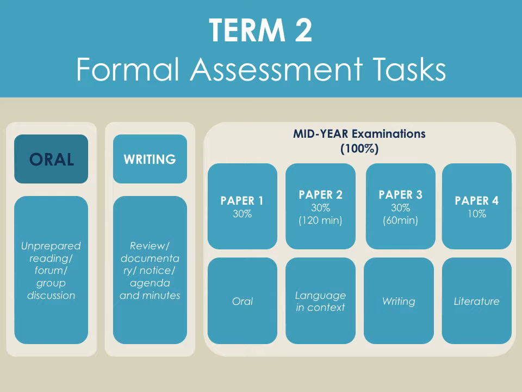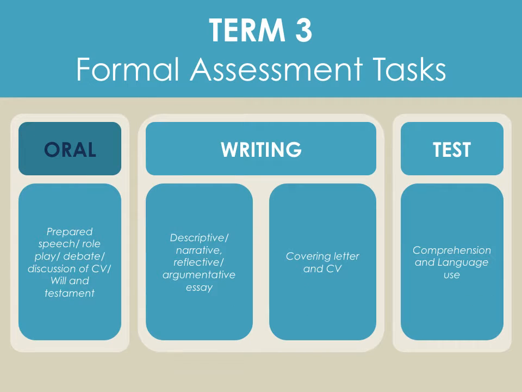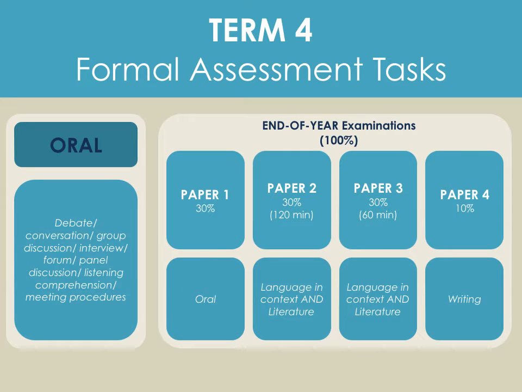Paper 1, which is the oral. Paper 2, which is language and context. Paper 3, which is writing. And now literature. 10% of your exam mark is literature, which has now been introduced as paper 4. All of this together makes up your term 2 result. Term 3 is your oral, 2 writing tasks and a test. And then in term 4, your oral, which is separate again from your exam.